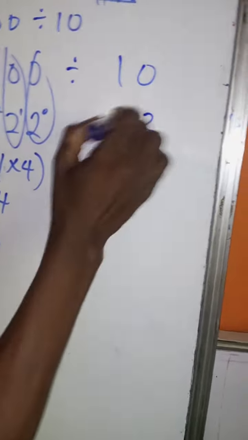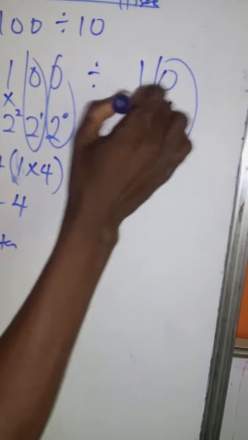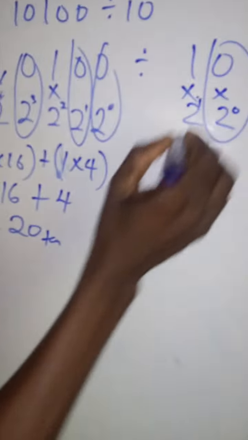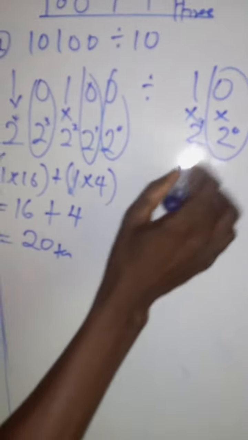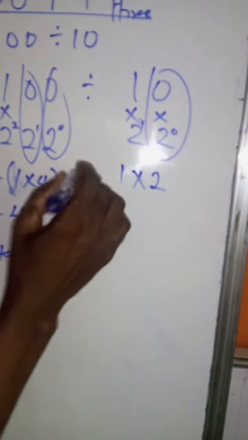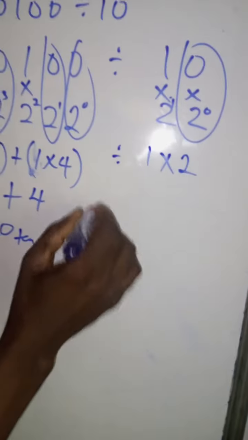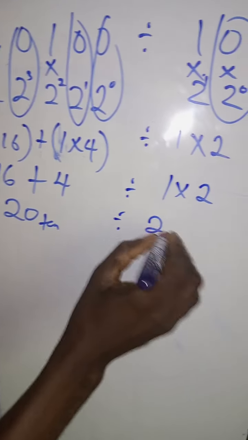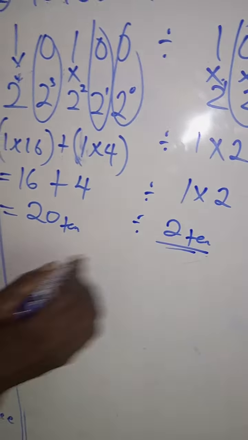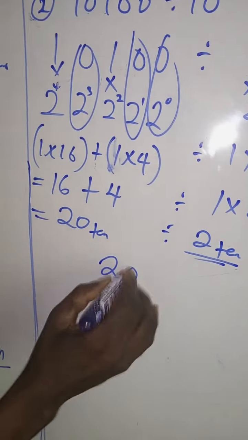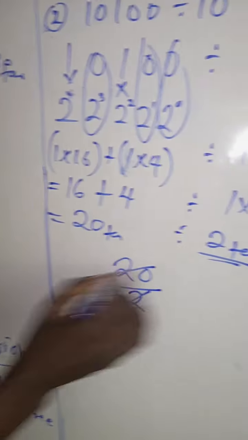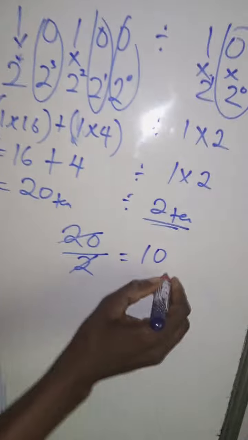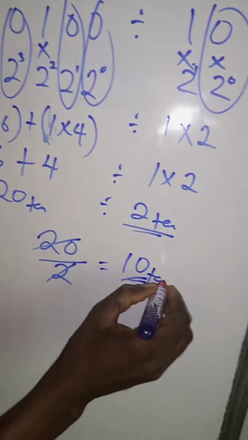So divided by this one, which gives me 2. The zeros are cancelled, this one is power 0, power 1. So this one is 1 times 2, and divide by 1 times 2. So divided by 2 base 10. So we can now say 20 divided by 2. So this one will give me what? 10. This is 10 base 10.